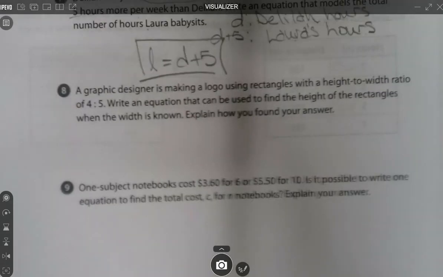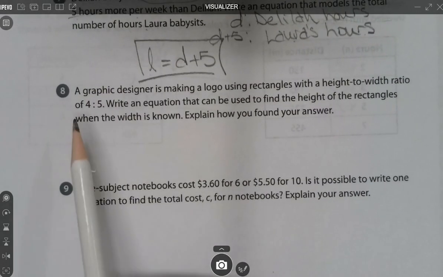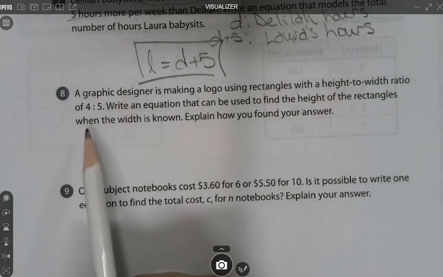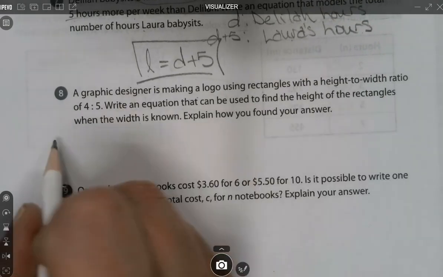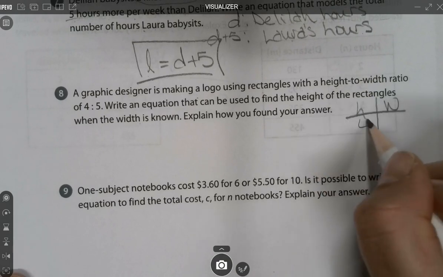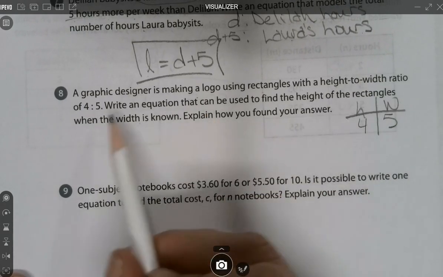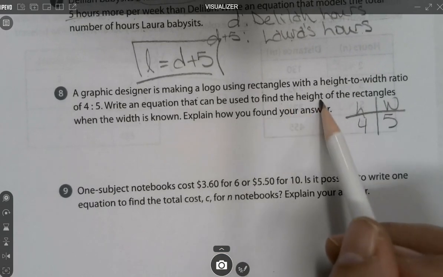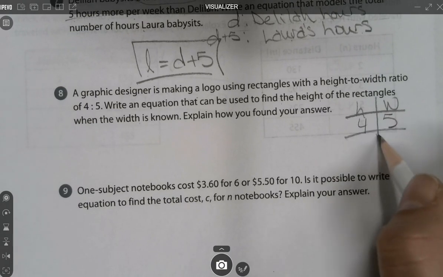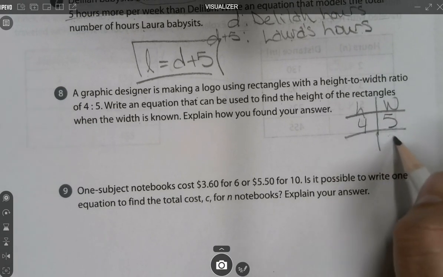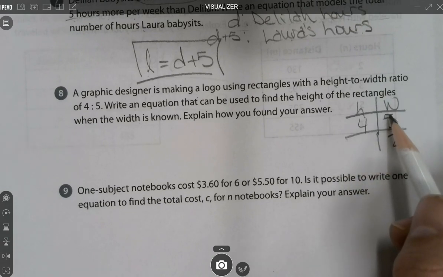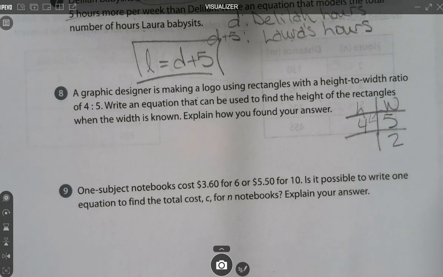All right, number 8. A graphic designer is making a logo using rectangles with the height to width ratio of 4 to 5. So I'm going to do height to width, and it is a 4 to 5. Write an equation that can be used to find the height of the rectangles when the width is known. So when I know this, say it's 2, how do I figure out the height? So what do I do to my width to get the height?